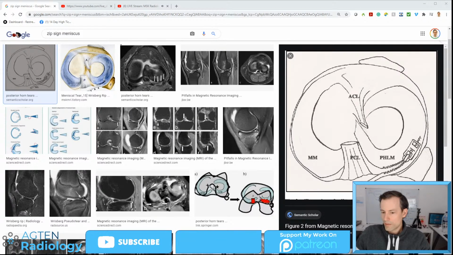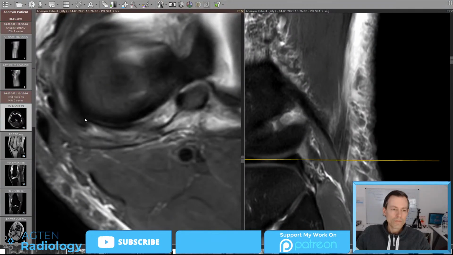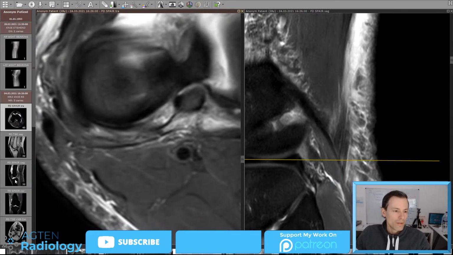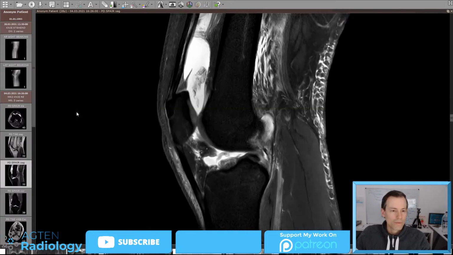All right. So it's not maybe that obvious like the one case in the literature, but I think it's nevertheless we can suspect at least a tear here. So then back to the sagittal here, make this one big.